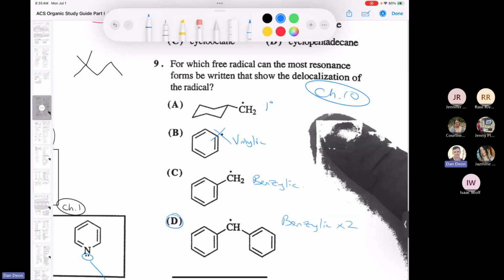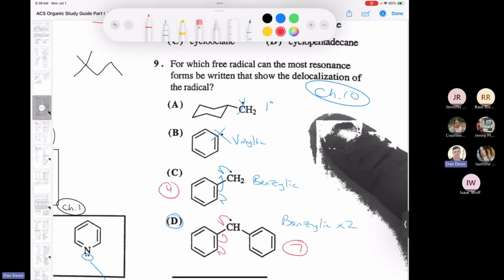Okay, so there's no resonance forms that you can draw for this. For the benzylic one, you could start with something like this, and you can start drawing resonance forms like this. But for this one, you've got way more resonance forms that you could draw. You could have a total of 7 resonance forms for this one, and for this one you'd have a total of, not 5, you'd have a total of 4.